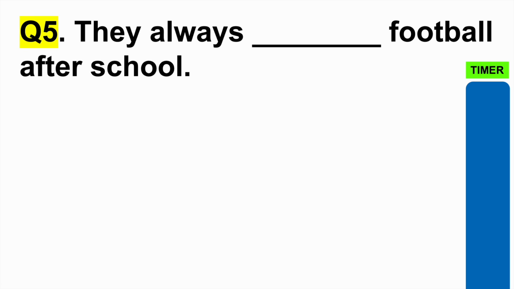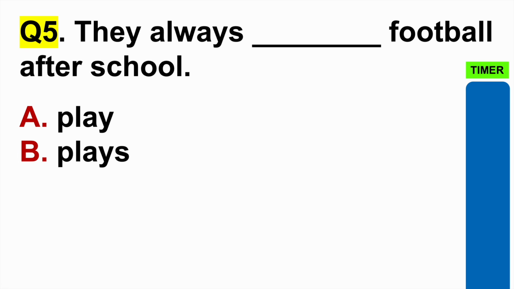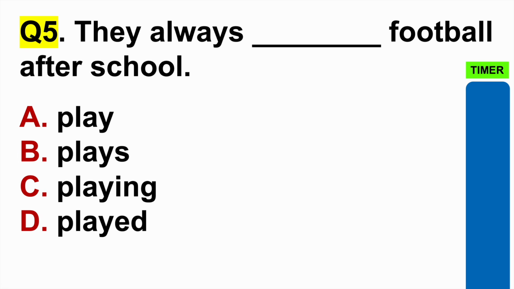English proficiency test question 5. They always blank football after school. Is it A, play, B, plays, C, playing, or D, played? Here is your timer.